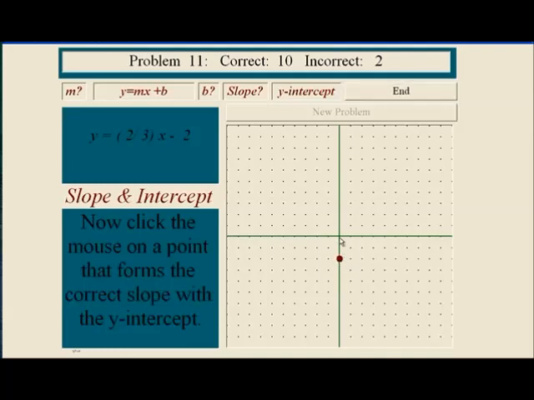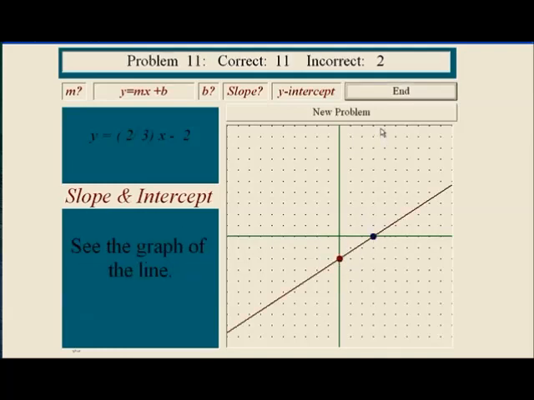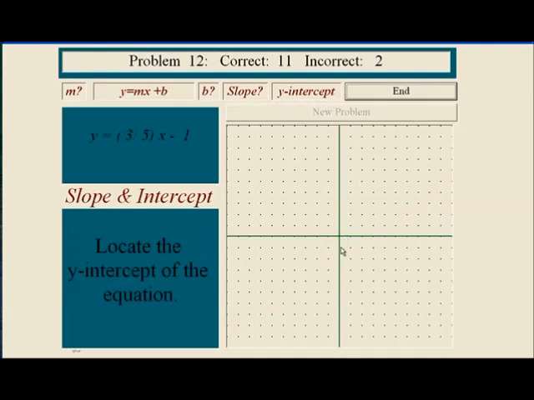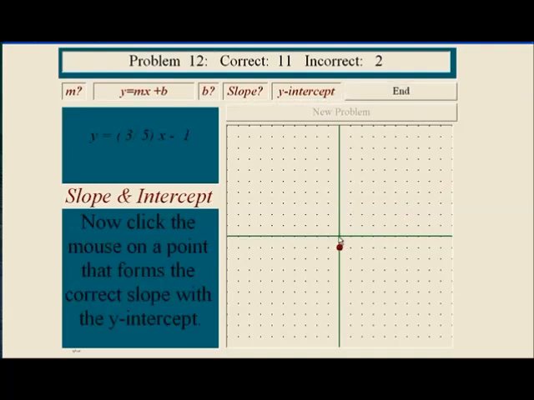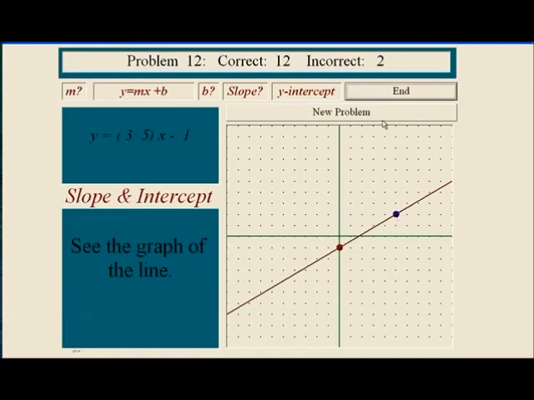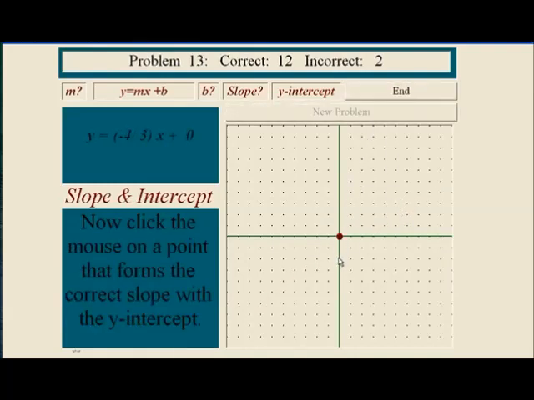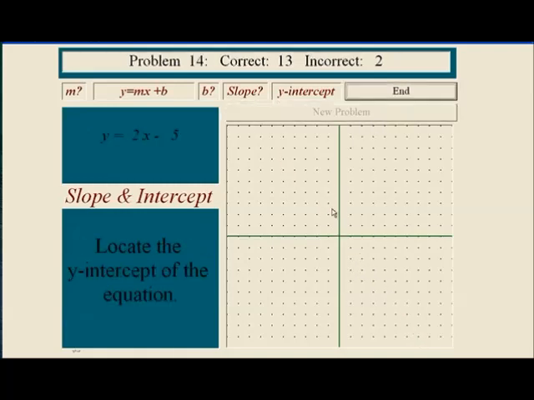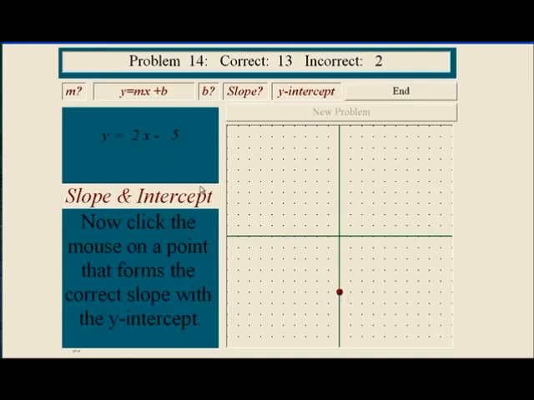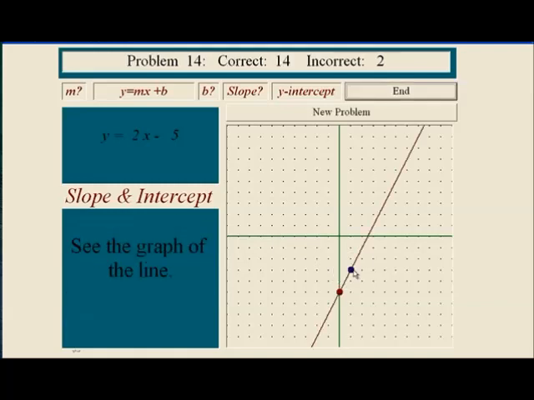-2, 2/3. I'm still not getting the problem I'm after. 1, 2, 3, 1, 2, 3, 4, 5. I hope you get so that you can do these this quickly or faster. Slope 2, 2 over 1, rise 2, run 1.